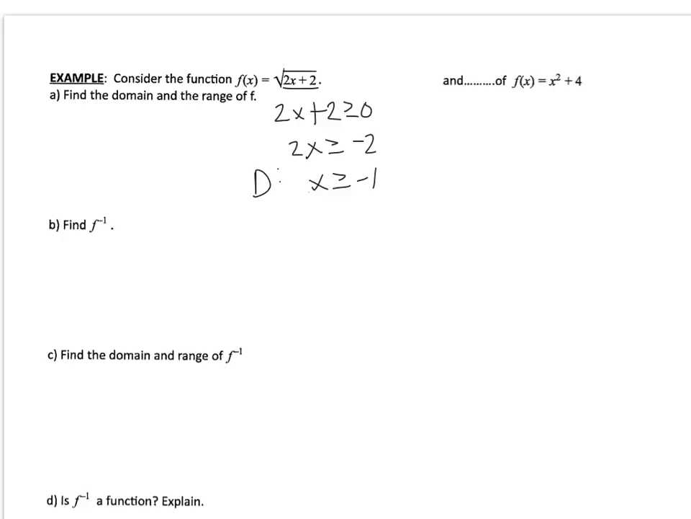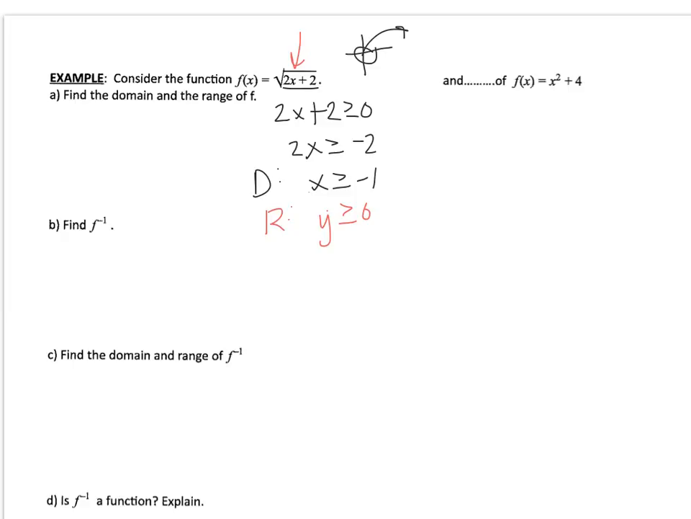So the range is, this looks like a square root function. So if I put my least amount for x to the left, so I'm going to put in negative 1 in for x, and I'm going to get the square root of 0, which is 0. So the range is all real numbers greater than or equal to 0.